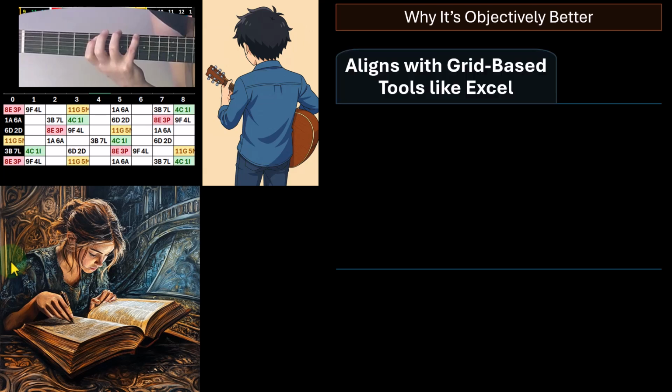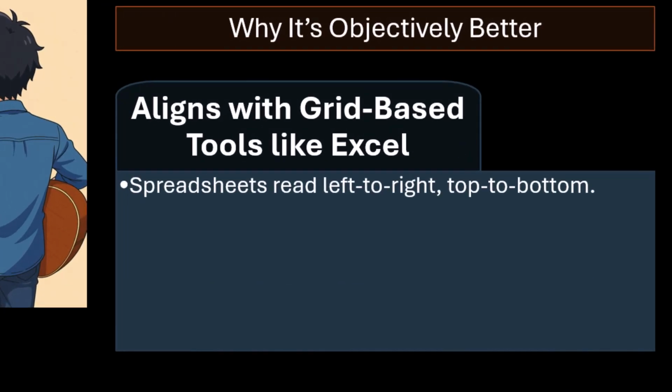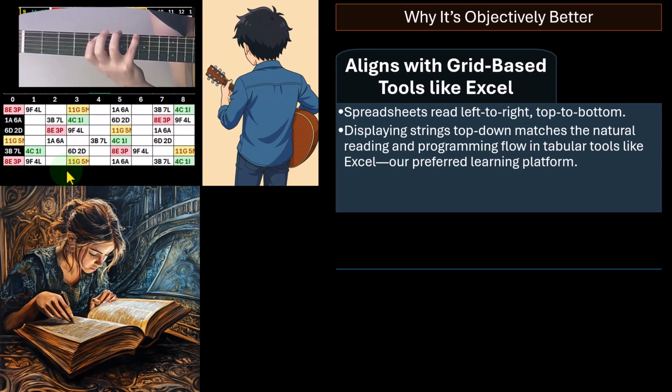So why it's objectively better: it aligns with grid-based tools like Excel. Spreadsheets read left to right, top to bottom. So when we line it up to the spreadsheet, which we'll talk more about later, it just lines up perfectly on top of a spreadsheet. But again, we want to put the low or heavy string on top within the spreadsheet as well. Displaying strings top down matches the natural reading and programming flow in tablature tools like Excel.